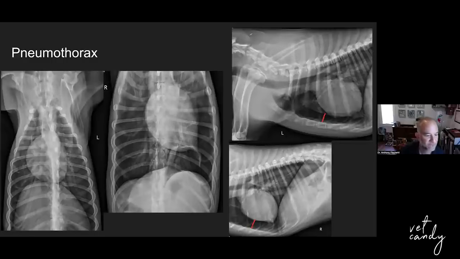Okay. This guy was hit by a car and he had bilateral pneumothorax, more notable on the left. And yeah, he recovered. He recovered fine. I know this dog well.